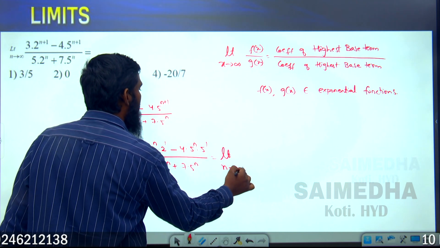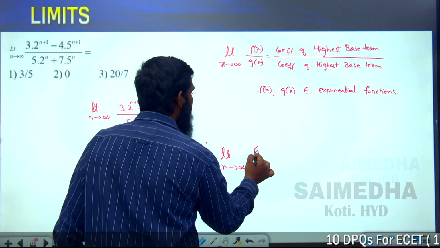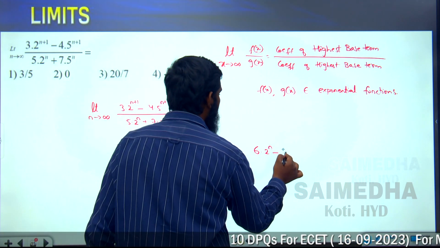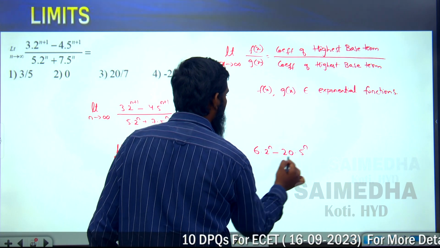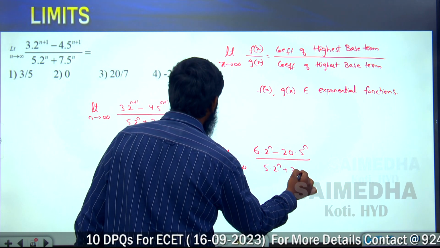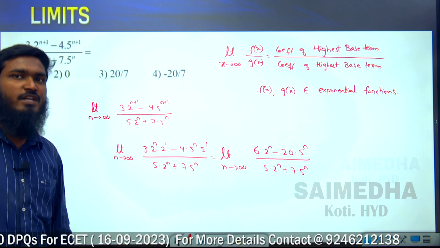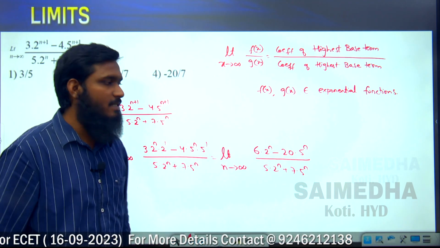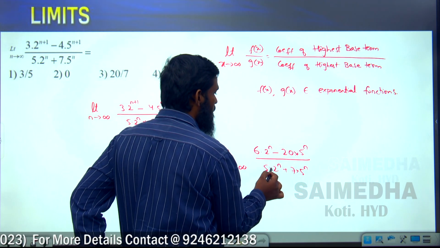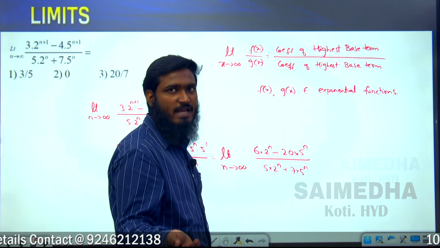So what is it becoming now? Limit n tends to infinity. 2 power n means what? 2 3s are 6, so 6 into 2 power n. Now next, 4 5s are 20, minus 20 into 5 power n divided by 5 into 2 power n plus 7 into 5 power n. So this is the simplification we have done. After doing simplification, now we have to find what is the highest base. We are having 2 power n, we are having 5 power n. Obviously 5 is the highest base we are having.